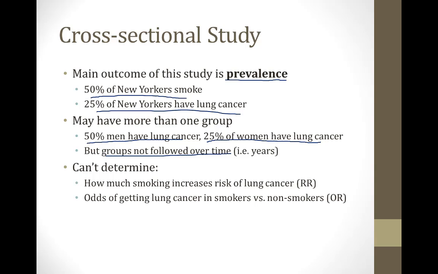There are many important things that we can't determine from a cross-sectional study that we can determine from other types. We can't find out how much smoking increases the risk of lung cancer. This is called a risk ratio, which we'll talk about later. To do that, we would need to identify smokers and non-smokers and follow them over time. We also can't determine the odds of getting lung cancer in smokers versus non-smokers because, once again, we would have to identify the two groups and follow them over time. This is called an odds ratio, and we'll talk about this later on in the module.